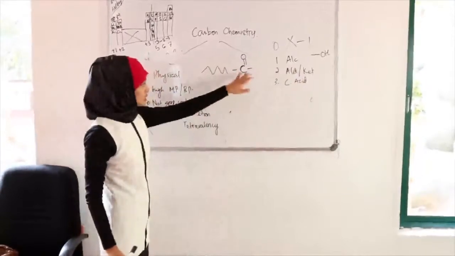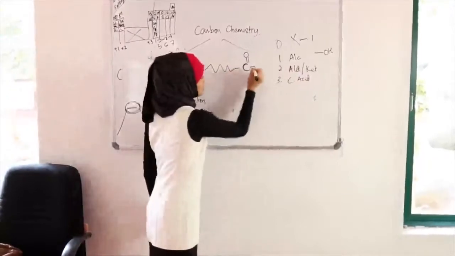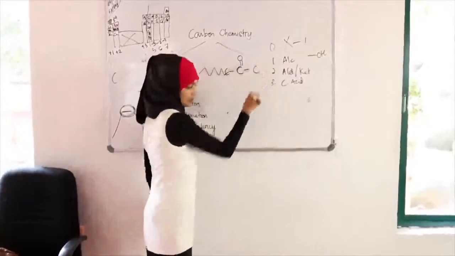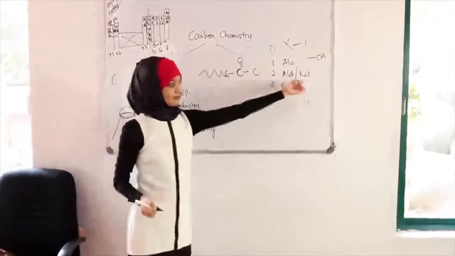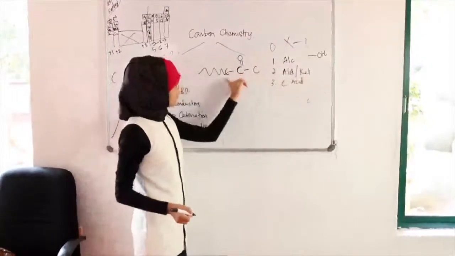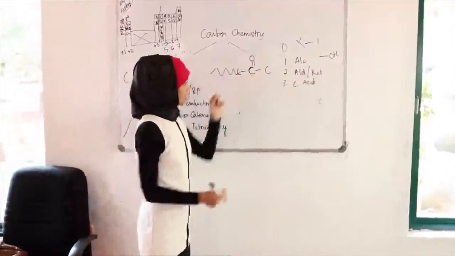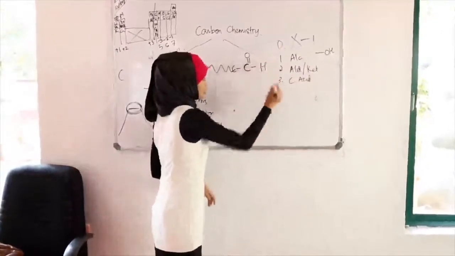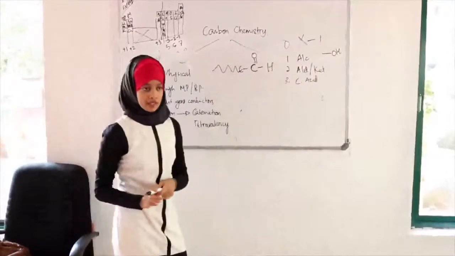And if these 2 things that it's binding, if on both sides it's binding to carbon, then it becomes a ketone. If one of the sides is carbon and the other side is a hydrogen, that's when it becomes an aldehyde.